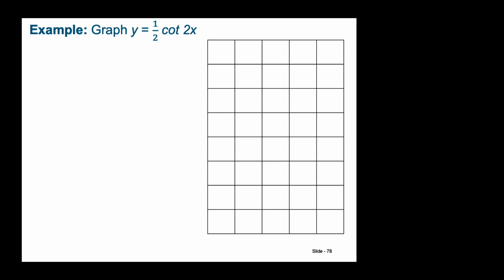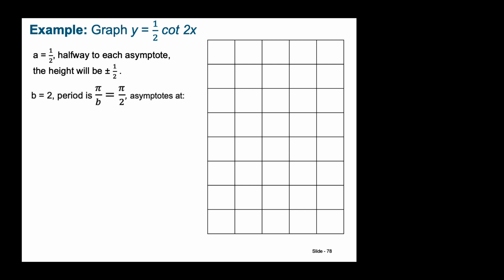Graph y equals 1/2 cotangent of 2x. A equals 1/2, so halfway to each asymptote, we're going to be at a height of positive 1/2 and negative 1/2. B equals 2, so our period is going to change from our original pi to pi over b, which is pi over 2 in this situation because b is 2.